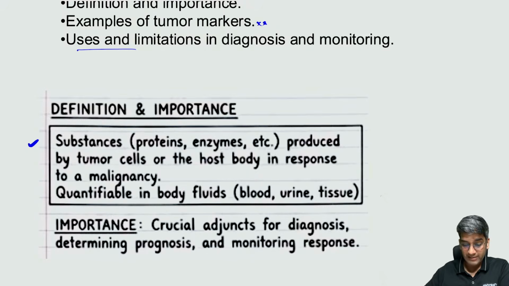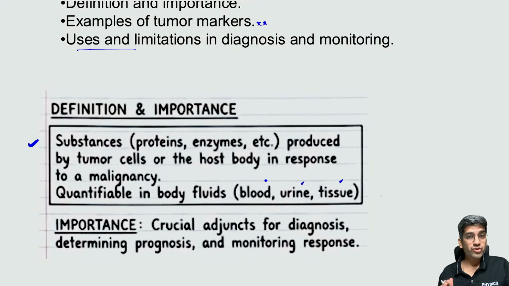I can see them in the blood. I can see them in the urine. Sometimes I can see them in tissues as well. Predominantly blood markers are being evaluated. Tissue and urine markers are also there. Robbins has a table where urine markers are also mentioned, but not routinely used. These are substances produced by the tumor cells or by the host body in response to the malignancy. That's a tumor marker. Fine.